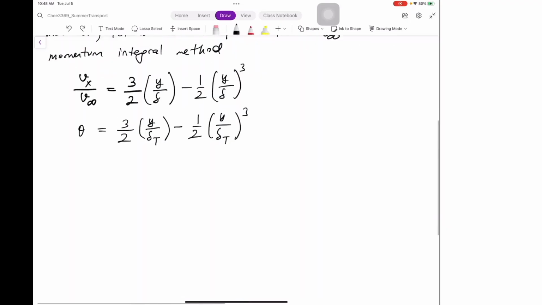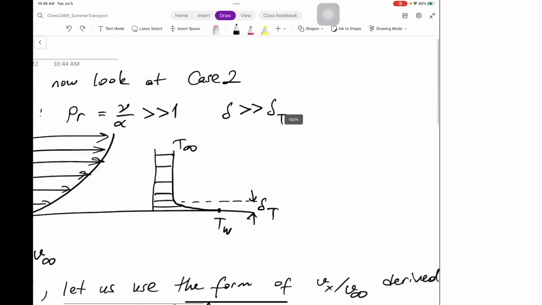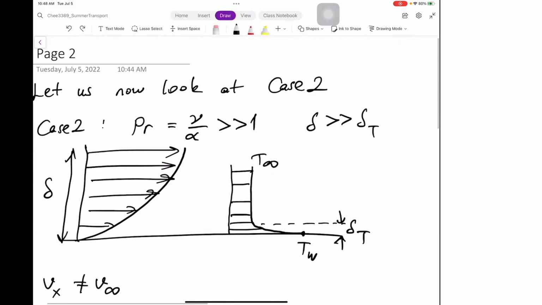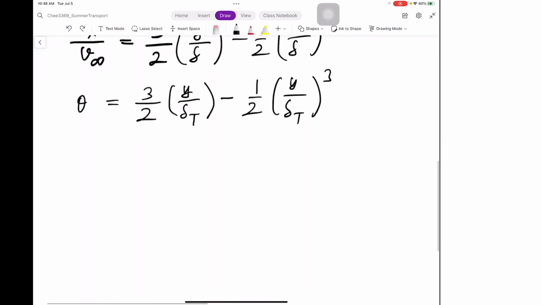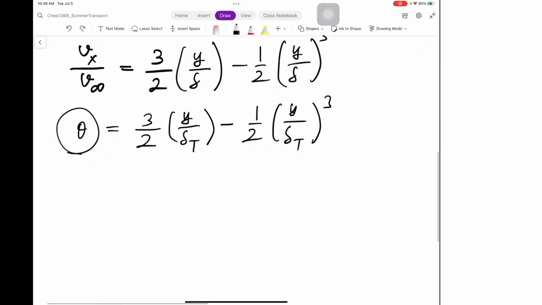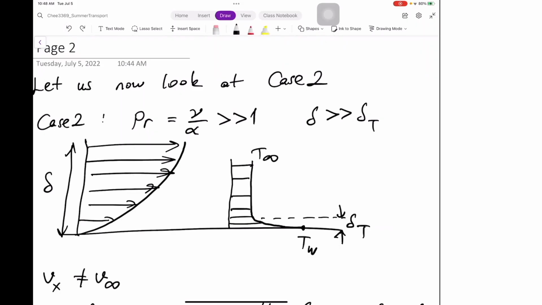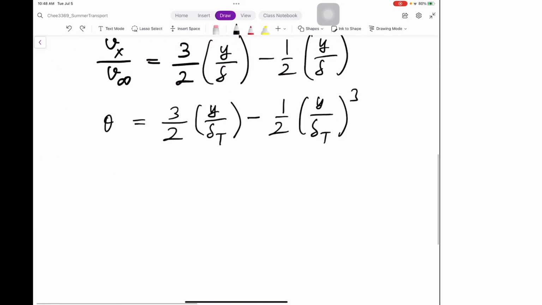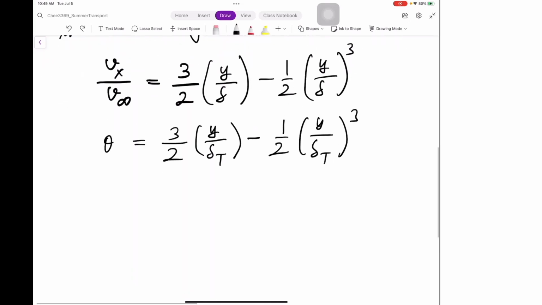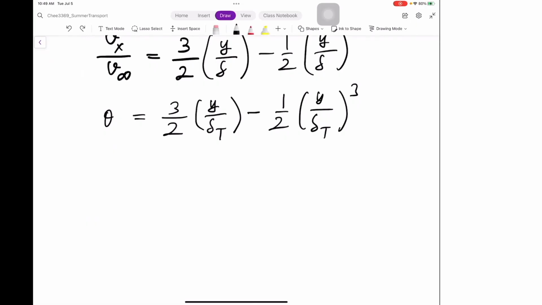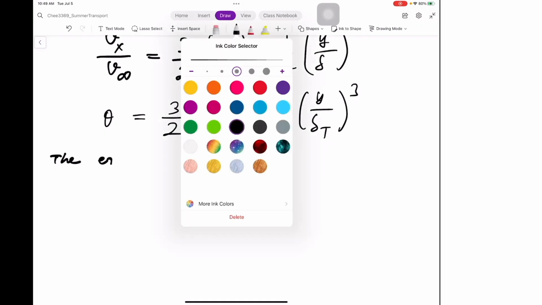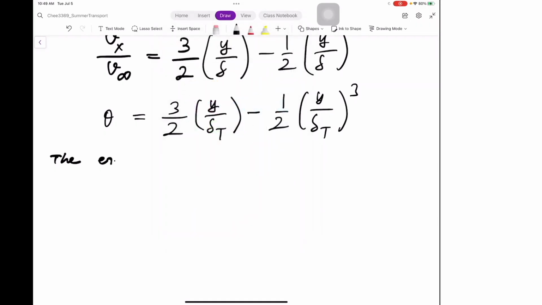But now we're thinking about a situation where the deltas don't compare. The delta is much, much larger than delta t. So this might have a different functionality than the other one, right? But I'm going to use the integral equation, the energy integral equation.